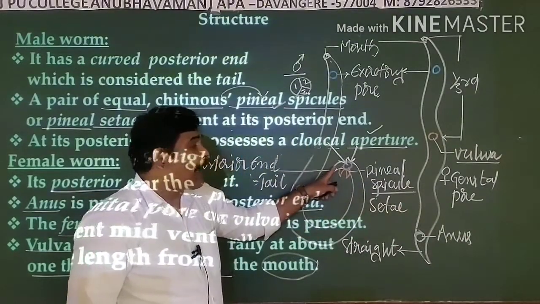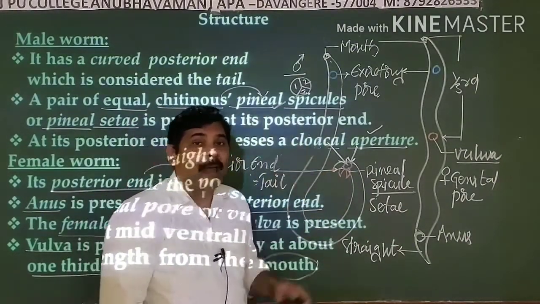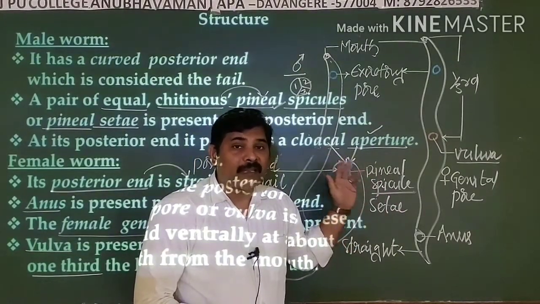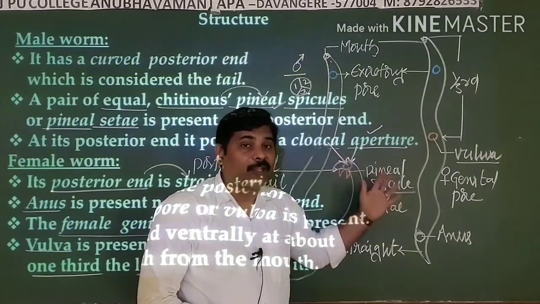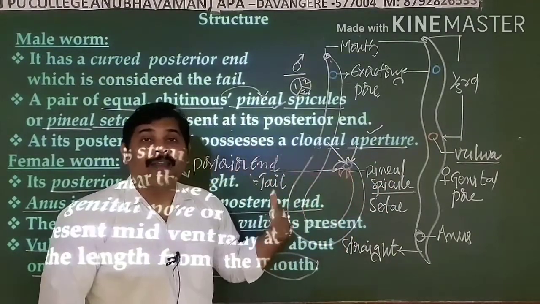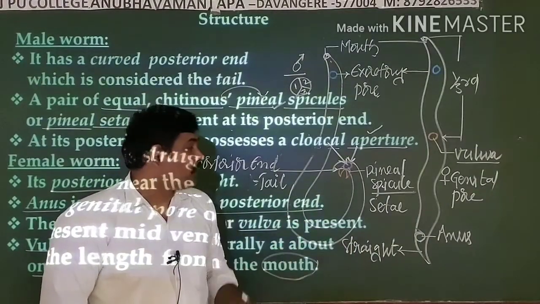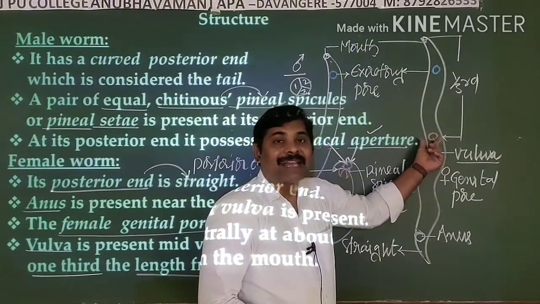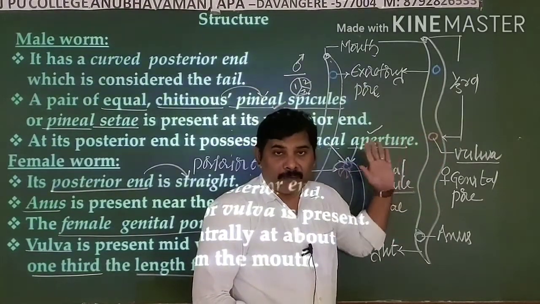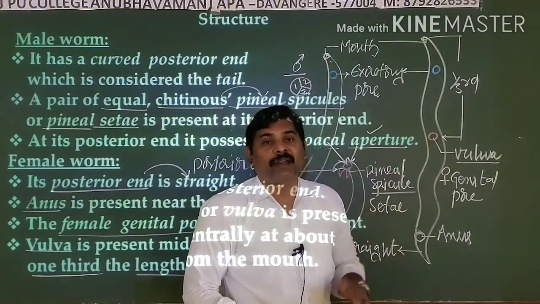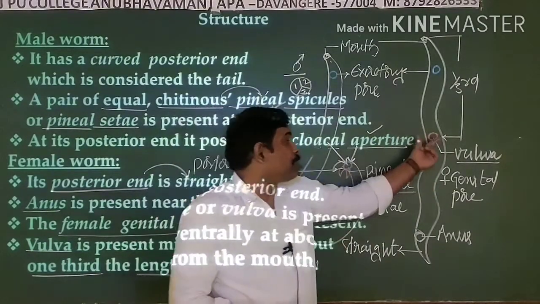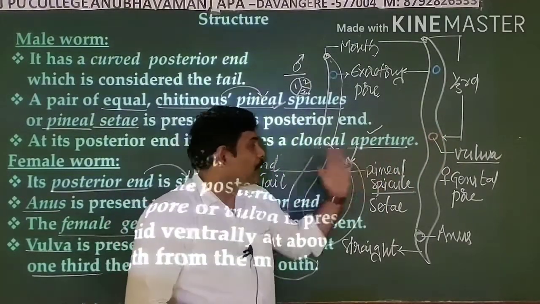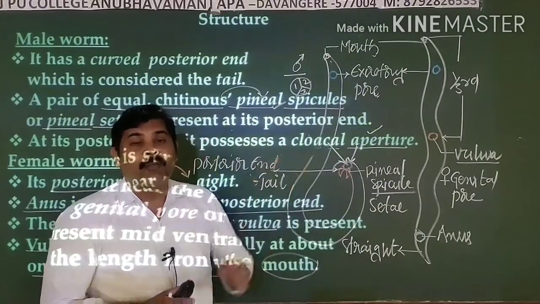Whereas at the cloacal aperture region of a male worm, we see two equal sized chitinous penial spicules, or penial setae, or copulatory spicules, which are involved in transmission of the sperms during copulation. Whereas on the female body, at the mid-ventral side, it has the female genital pore through which the eggs are released after the copulation, and through which it receives the sperms from the male worm also. So these are the major differences between the male and female worms.